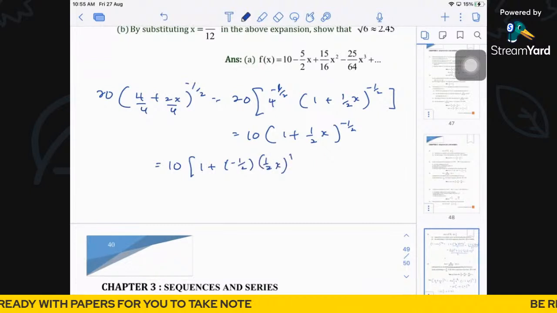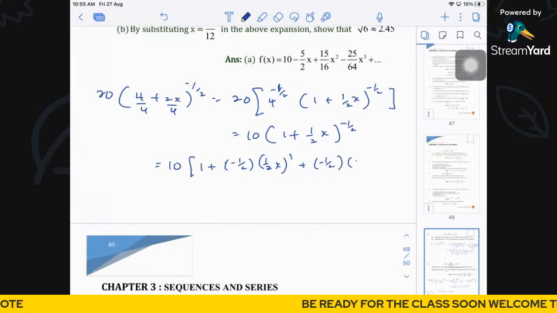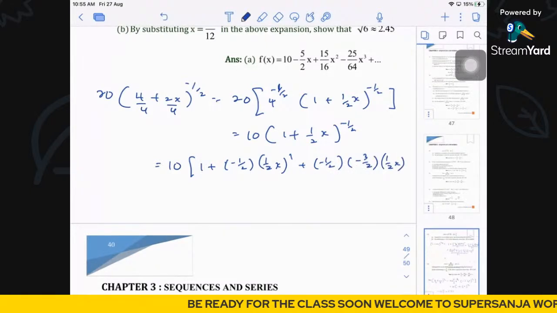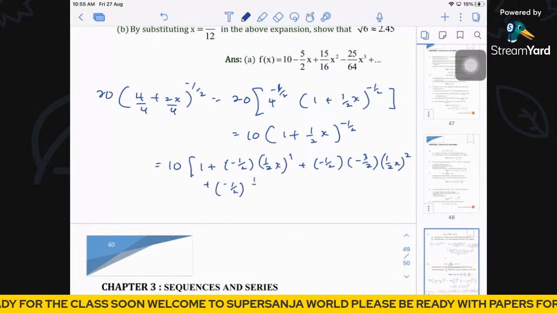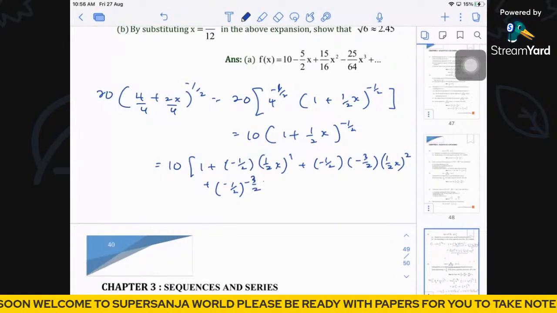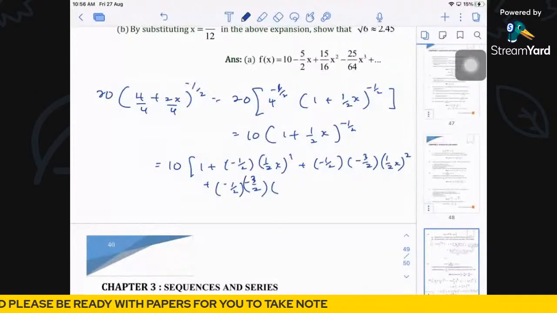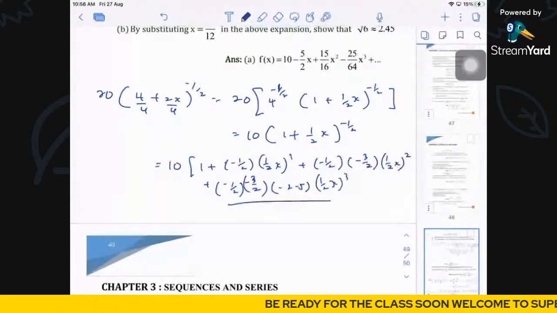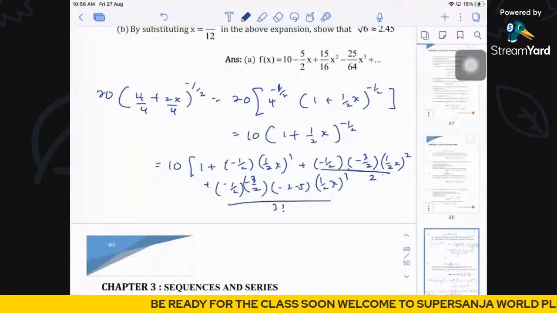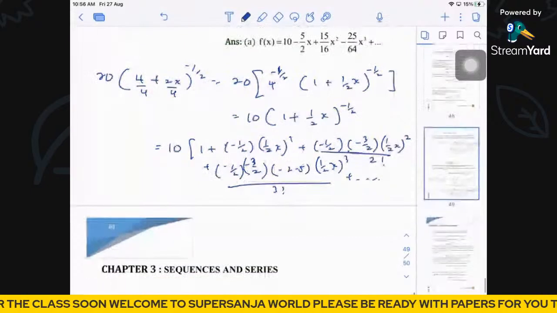1 over 2x power of 1, plus negative half minus 1 there, negative 3 over 2, half x power of 2, plus negative 3 over 2 and one more minus 1 there. So negative half minus 2, yes or not? So negative 2.5. Okay, and then half x power of 3 over 3 factorial. This one must be over 2 factorial. Okay, and of course you can expand this.